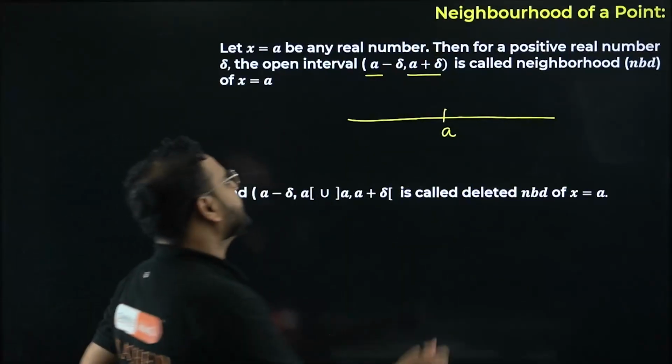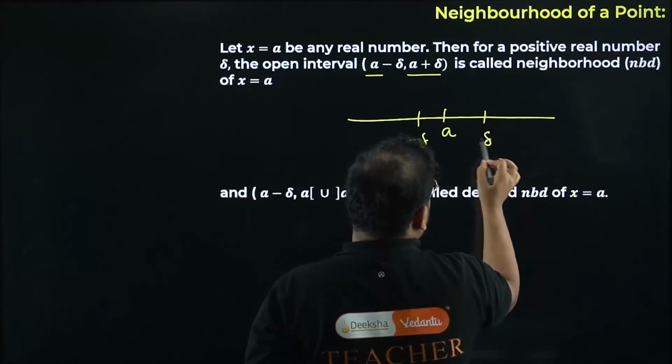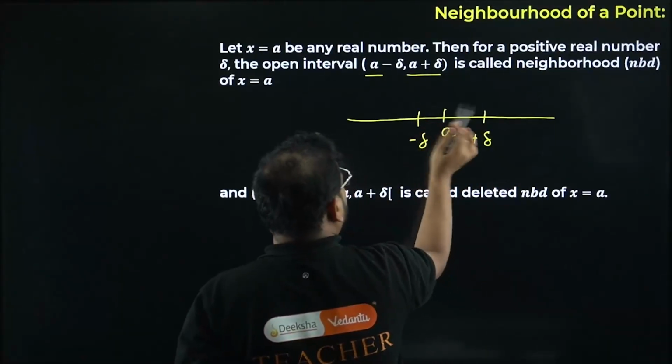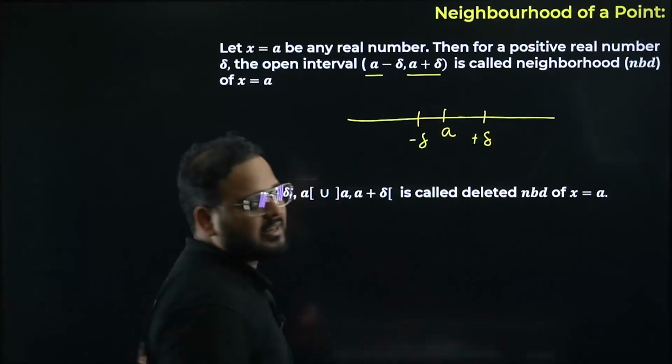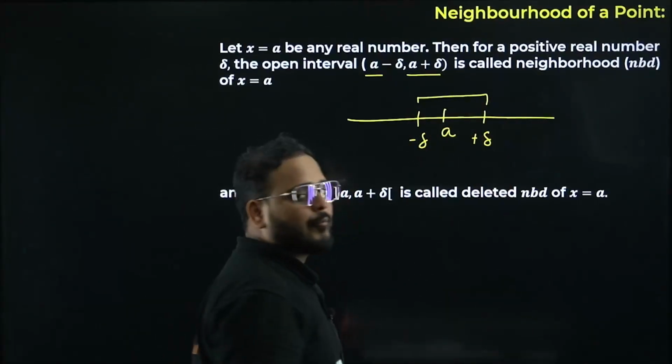The same thing is written over here. This is your a minus delta, and this is a plus delta. The right side represents your a plus delta. This is your neighborhood of the point a.